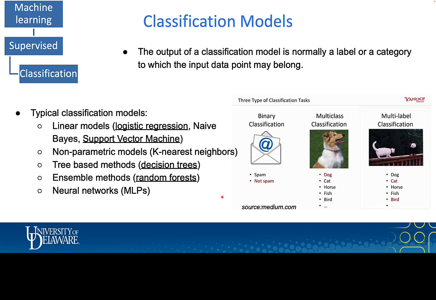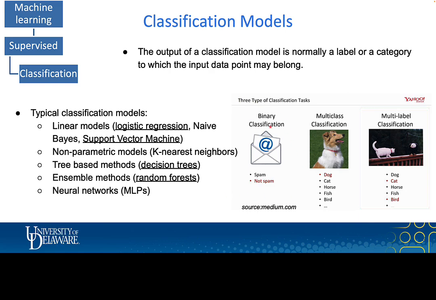Another type of task we can perform doing supervised learning is classification. The output there is normally a label or category to which the input data point may belong. It involves a training set of data in which we have the data points labeled with their correct classes or categories. There are a number of classification tasks with different objectives.